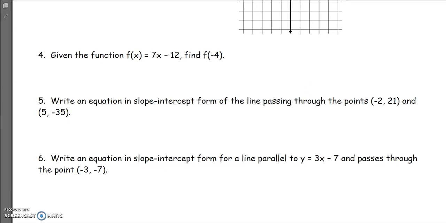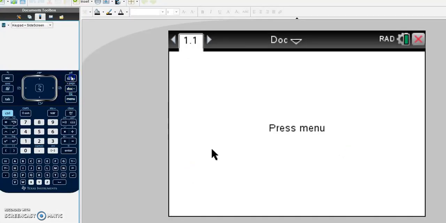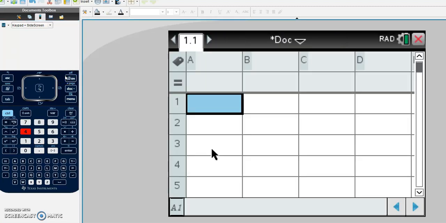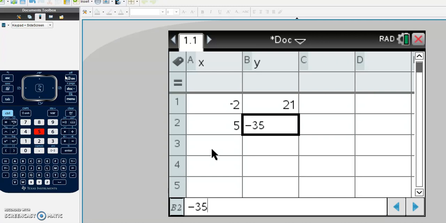Okay, number 5 says, write an equation in slope-intercept form of a line passing through the points (-2, 21) and (5, -35). So I think the easiest is just if we pull up the calculator. I am going to go to New Document, and I want a lists and spreadsheet, and we're going to fill in the 2 points that they gave us. My first point had -2 as the x. The other x value was a +5. And the y value from the first point was 21. The y value from the second point was -35.